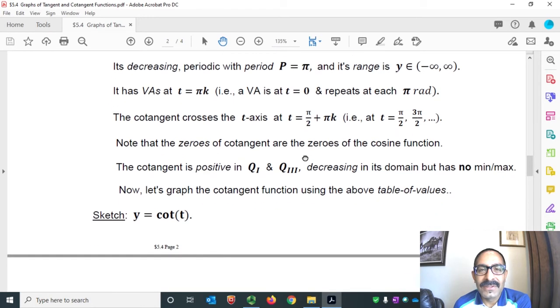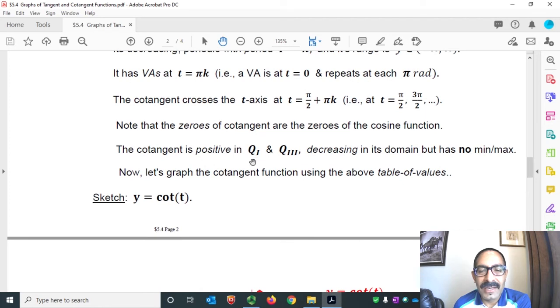The cotangent function is positive in the first quadrant and third quadrant, decreasing in its entire domain, but has no minimum and maximum. Now let's graph the cotangent function.